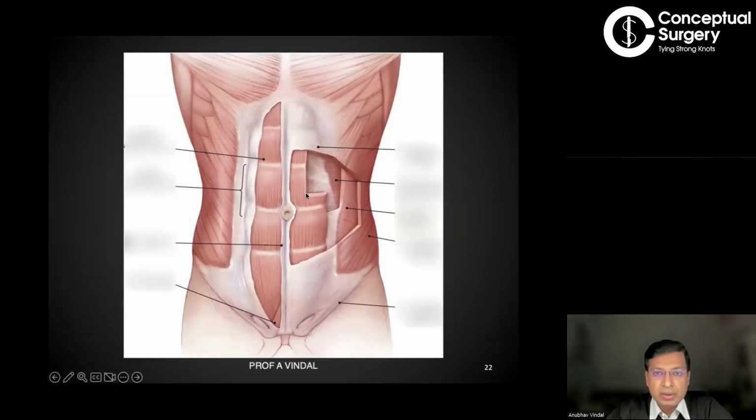Now, again, a cutout, just to recapitulate the anatomy: the anterior rectus sheath, the rectus abdominis, then the external oblique, the internal oblique, the transversus abdominis, and this is the pyramidalis muscle. That is the lower aponeurotic part of the external oblique forming the inguinal ligament, and an aperture in the external oblique aponeurosis close to the pubic tubercle, that is the superficial inguinal ring.